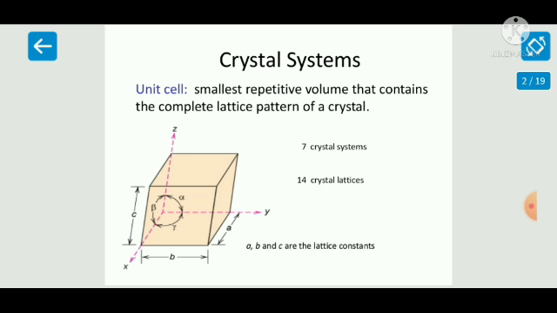To determine the crystallographic planes, we take the unit cell with a three-axis coordinate system. The unit cell is the smallest repetitive volume that contains the complete lattice pattern of the crystal. There are 7 crystal systems and 14 crystal lattices. See in this picture a, b, c and the X direction, Y direction and Z direction. The lattice constants are a, b and c.